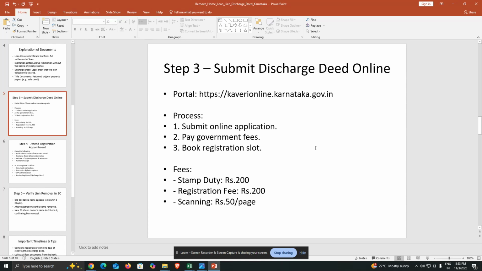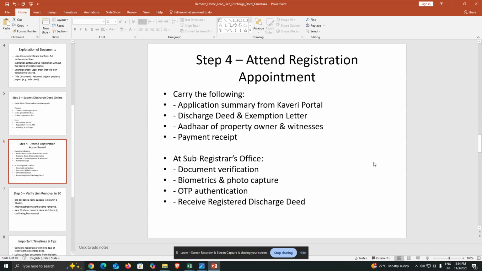The government fees are: stamp duty 200 rupees, registration 200 rupees, and the scanning fee 50 rupees per page. Usually, a discharge deed consists of two pages, one is the discharge deed and the other the exemption letter. So the scanning fee will come around 100 rupees. Your total cost would be around 400 rupees to register your discharge deed.